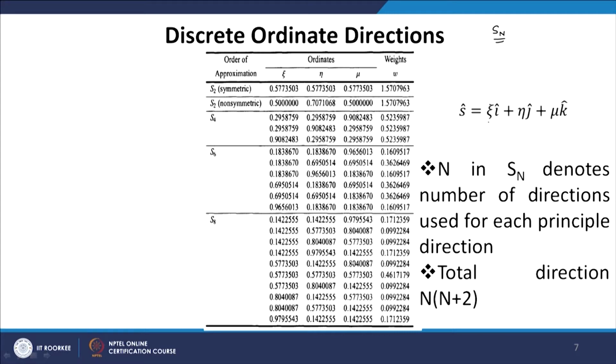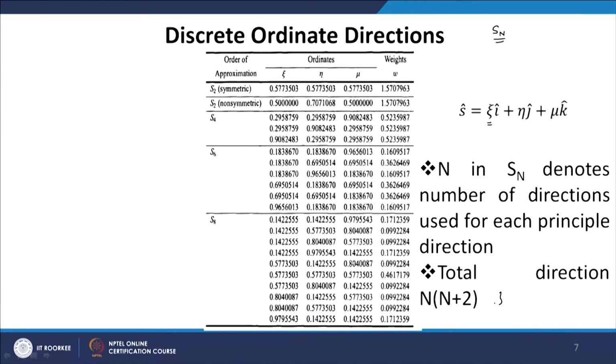Suppose we have taken two values of zeta. Now, any direction can be represented by its direction cosines. So, the S direction can be represented as zeta i cap plus eta j cap plus mu k cap, where eta, zeta and mu are constants. So, we have taken two values. If we have taken two values of zeta, then it will be called the second order discrete ordinate method.